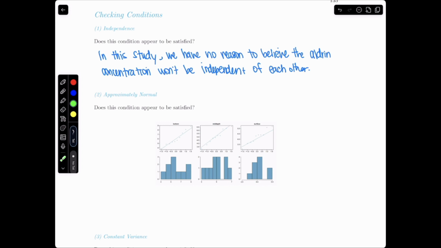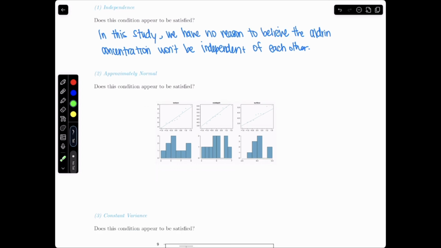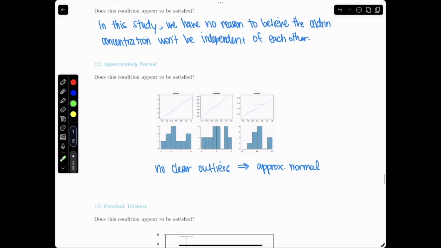And we could also look at the standard deviations to see that that difference is smaller than each standard deviation, which is 0.6 or above. Okay, so for this, we would say there's no clear outliers. Therefore, it's approximately normal. But we're going to keep an eye out on this guy. This might cause some issues for us.